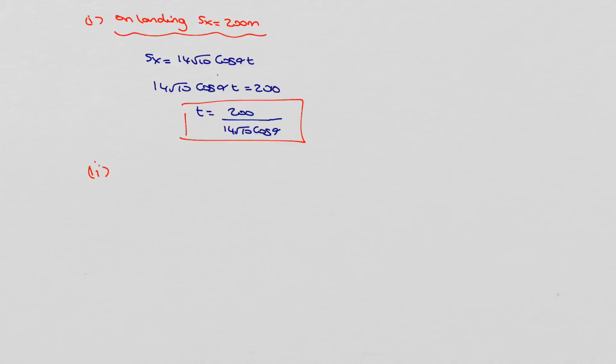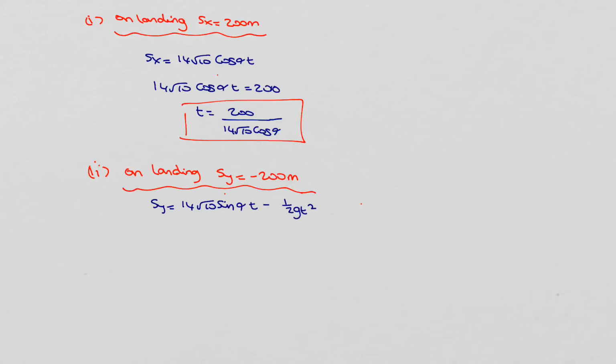Well, we know that when landing, s of y is equal to -200 metres. So we've already used s of x is equal to 200 metres. So the next piece of information we have is that on landing, s of y is equal to -200 metres. So we're going to take our equation for s of y, and s of y is 14 root 10 sine alpha t minus a half g t squared.